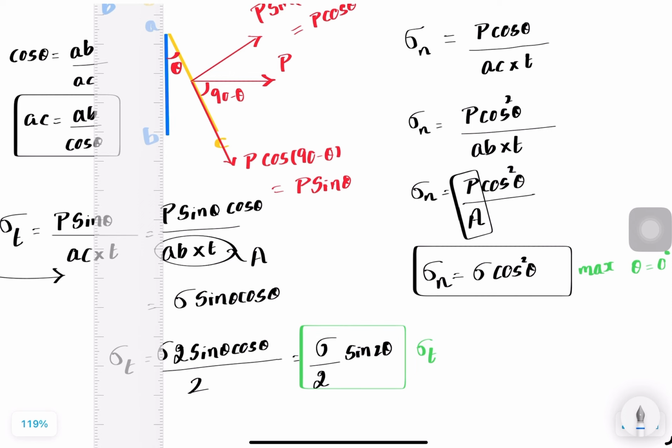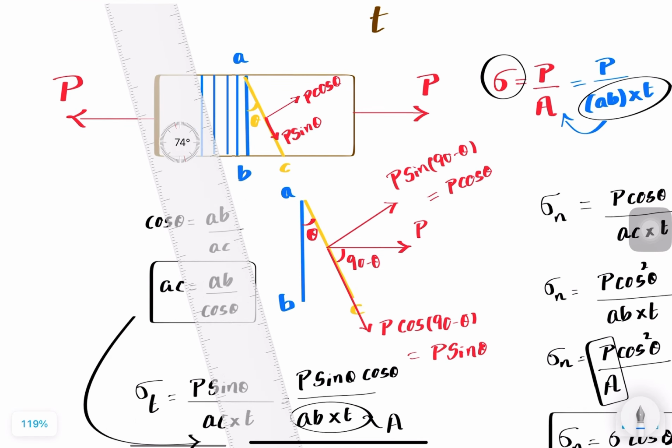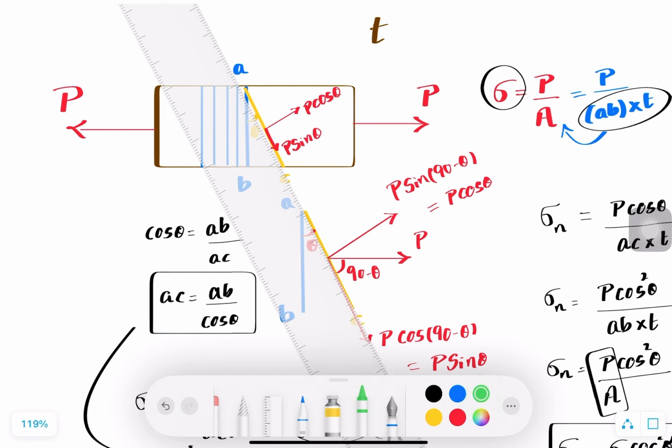The plane at which theta becomes maximum means theta should be equal to 45 degree, right? Only then this 2 theta becomes 90 degree. We know that sine 90 is maximum, 1. So theta should be 45 degree. So this angle should be 45 degree, which means maybe I can use a slightly different color here, the green.